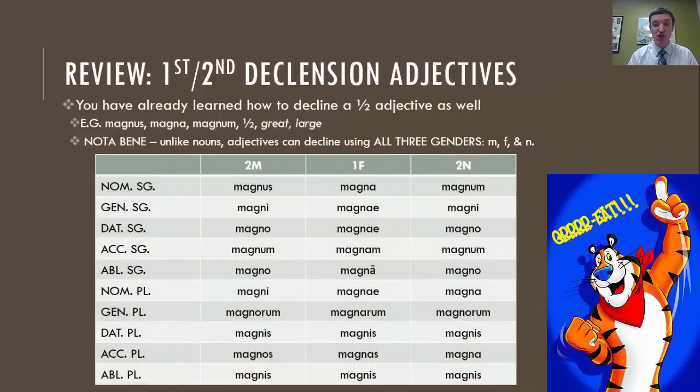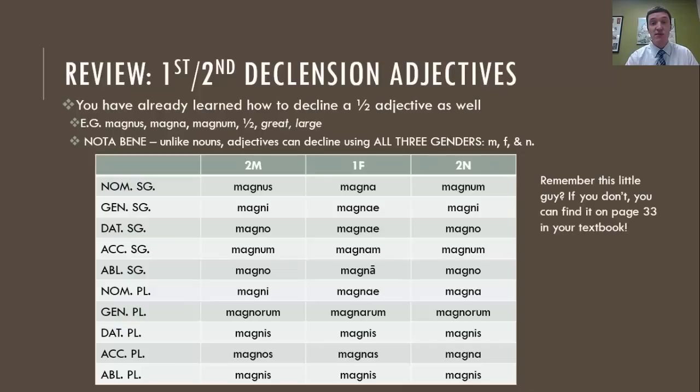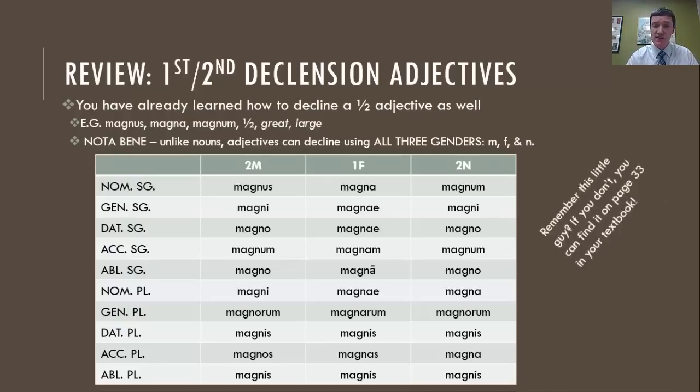And so in Latin, it should make perfect sense to us that an adjective can be any gender it needs to be, right? An adjective can be masculine, and for a 1/2, it uses the second declension masculine endings. For a feminine, it uses the first declension feminine endings, and for a neuter, it uses the second declension neuter endings, right? So magnus, magna, magnum. You can look in your textbook if this is all strange and confusing to you. Maybe you missed that day. Page 33 in your textbook has this very same chart, okay? And you can figure that out.